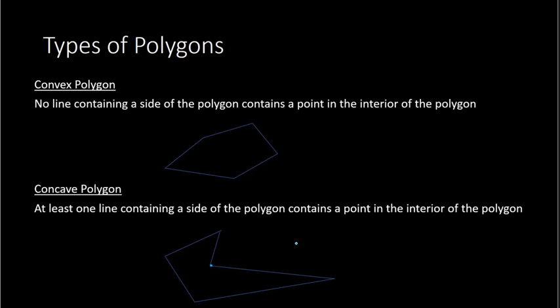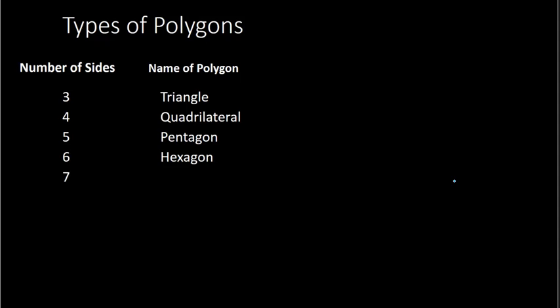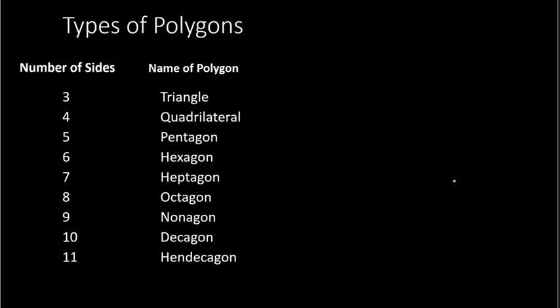There are different ways we can categorize polygons, so this is one way. Another way is by the number of sides. If a polygon has 3 sides, we call that a triangle. 4 sides, we call it a quadrilateral. A 5-sided polygon is a pentagon. 6 sides is a hexagon. 7 sides is a heptagon. 8 sides is an octagon. 9 sides is a nonagon. 10 sides is a decagon. 11 sides would be a hendecagon. And 12 sides would be a dodecagon.